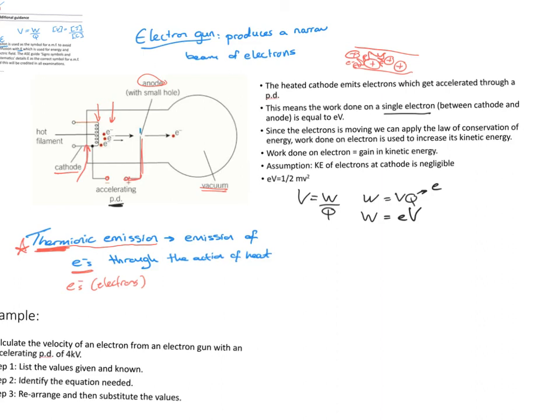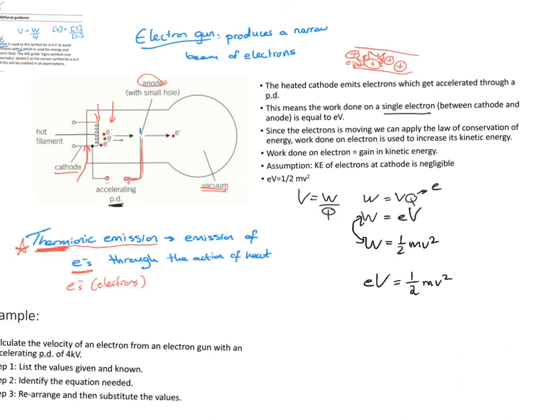So half mv squared. Now we come up to the expression that I told you will not be given to you. I'm just equating these two together since they're both equal. The work done on the electron is used to increase its kinetic energy. Then all that energy goes into the movement of the electron, and hence we come up with this expression.